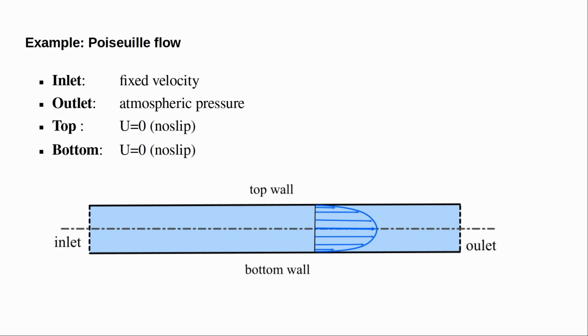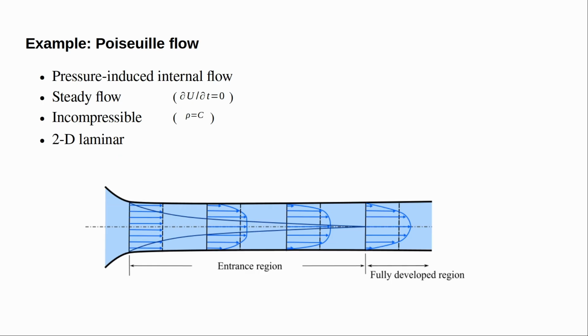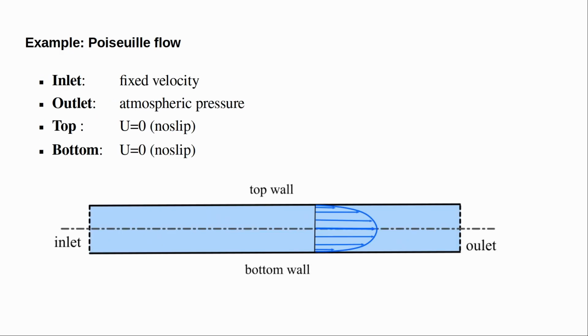There is something you need to know about your domain here. If you want to simulate the flow after it is fully developed, you must have a domain size that is larger than the entrance length. As you see from this schematic, if your domain is not long enough, you won't reach a hydrodynamically fully developed flow.